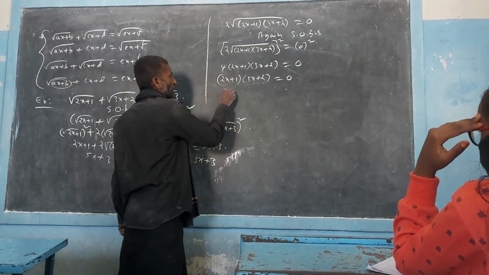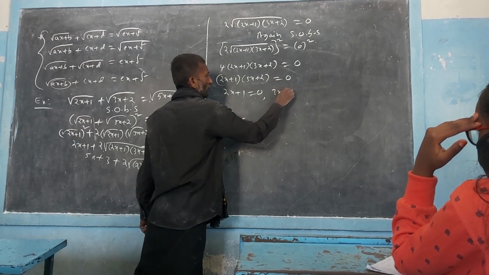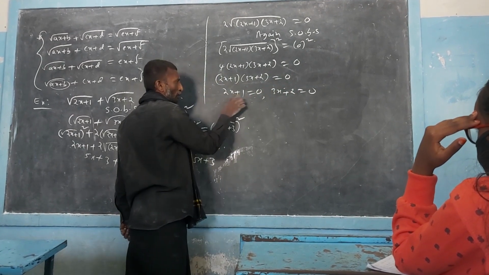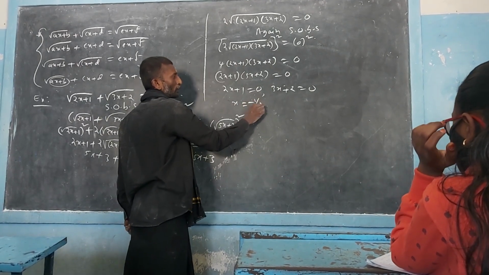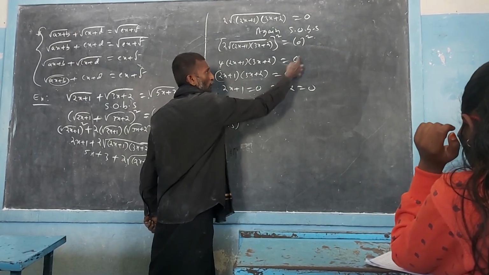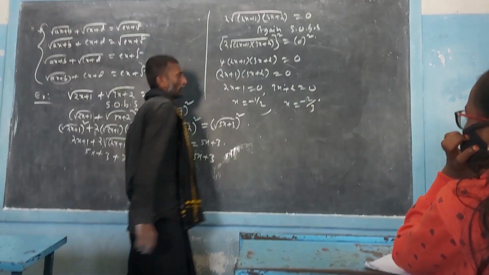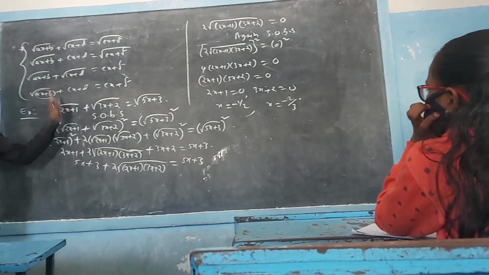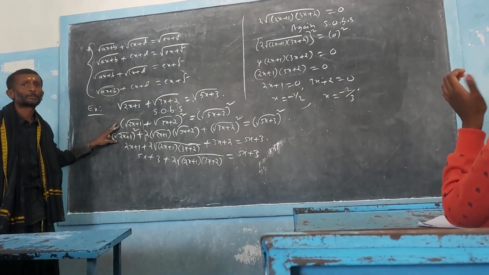So directly we are getting here 2x plus 1 equals 0 and 3x plus 2 equals 0. Then from this equation we get 2x equal to minus 1 and x equal to minus 1 by 2, right? Here 3x equal to minus 2 will come and x equal to minus 2 by 3. Did you understand how we solve the equations here, if it is in the form of any one of these forms?